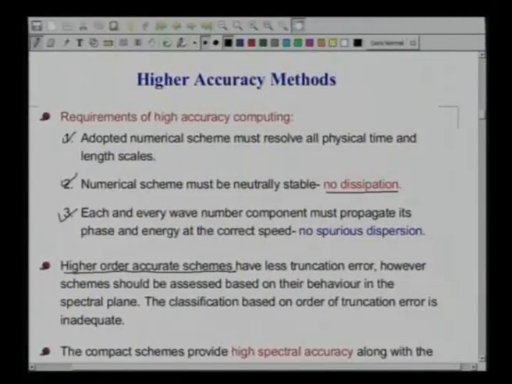So, we are going to take that kind of an approach, and what we see is that many times you could derive schemes which are formally lower order, but they are truly higher order from the perspective of their behavior in the spectral plane. Now, let us explore this for some simple example.